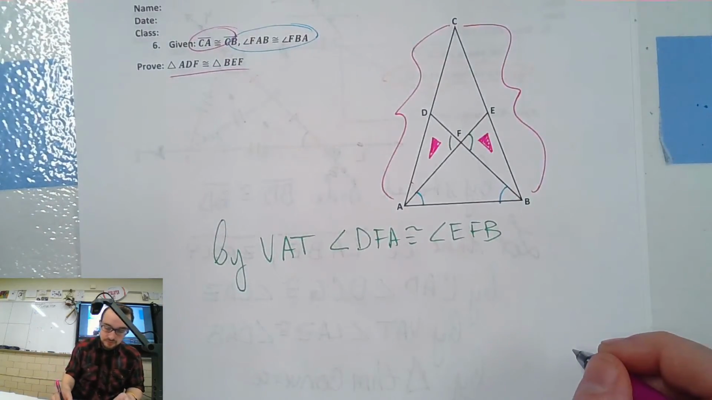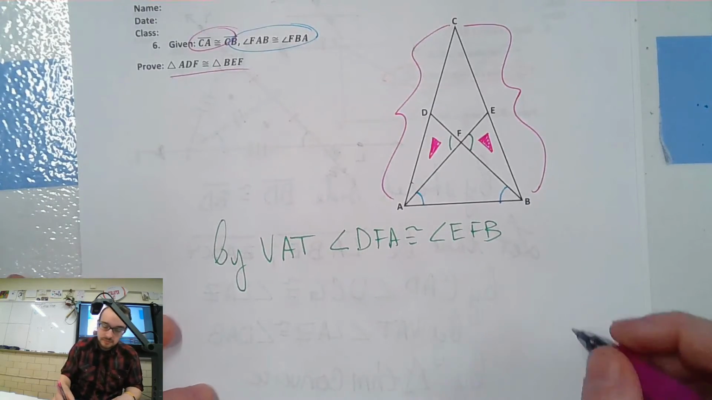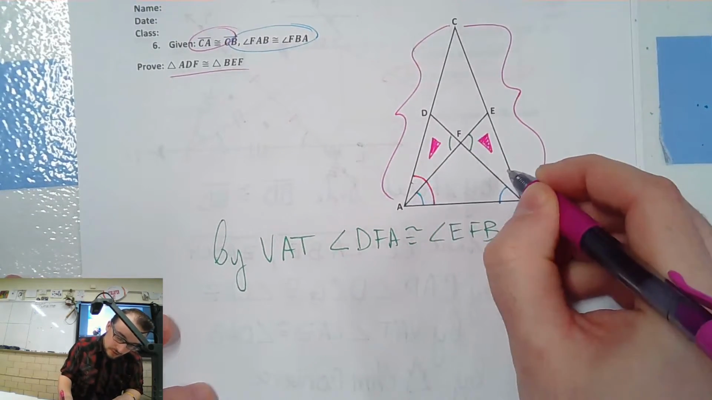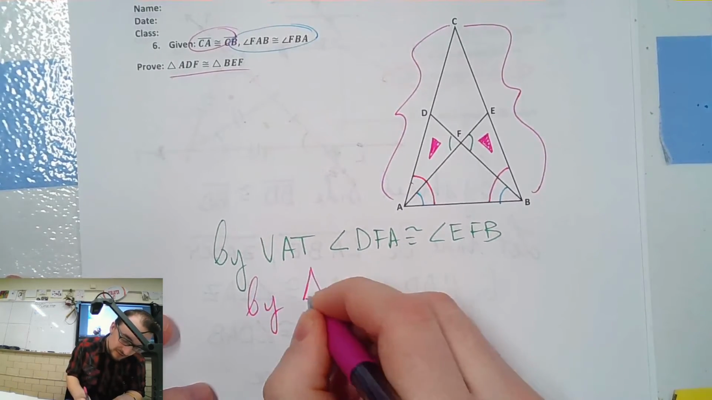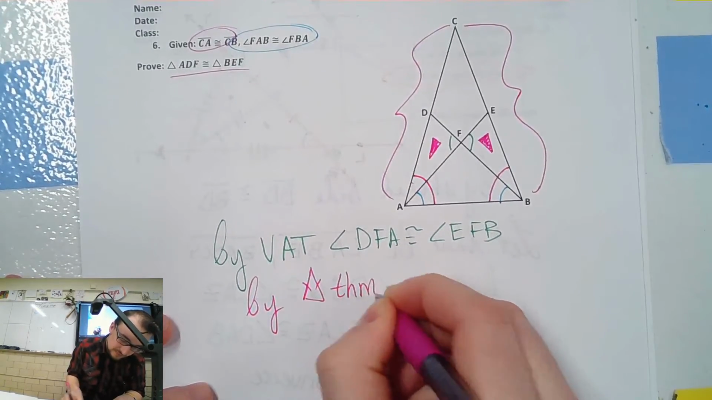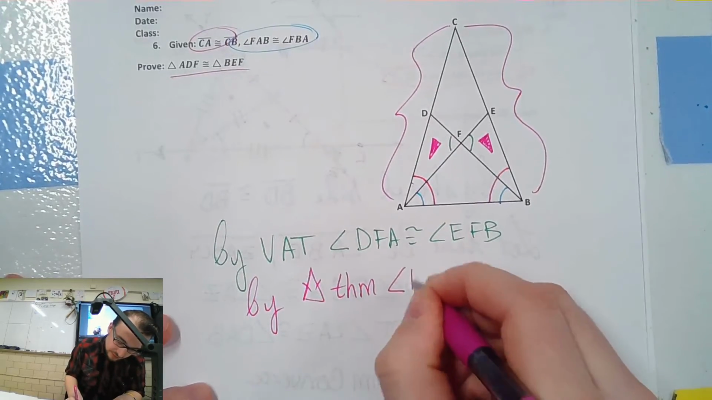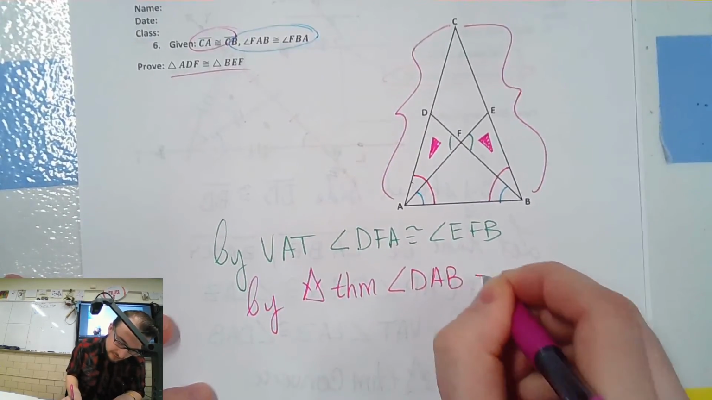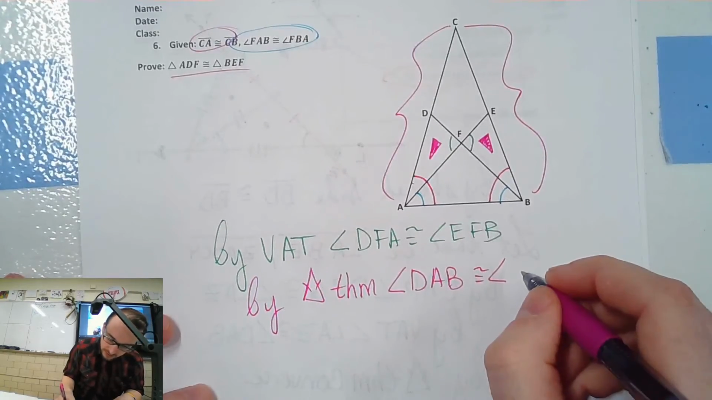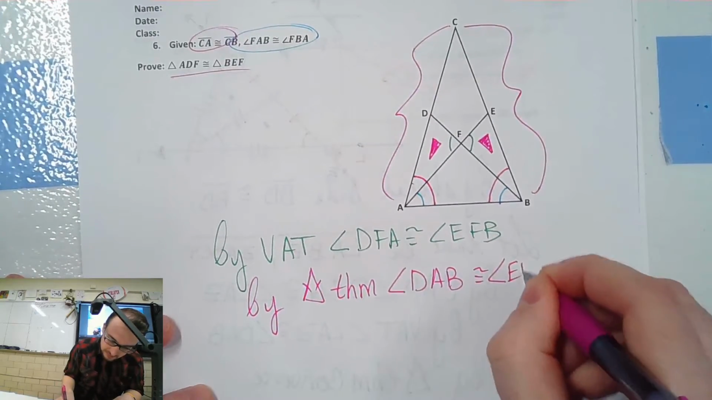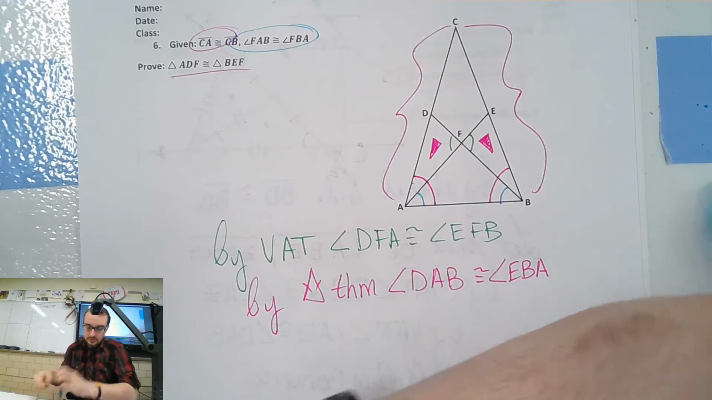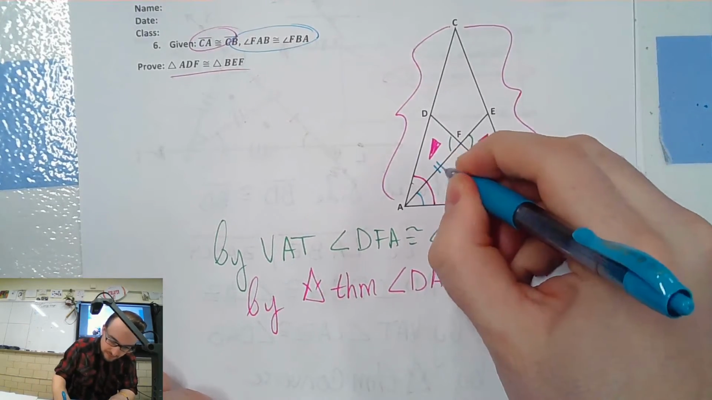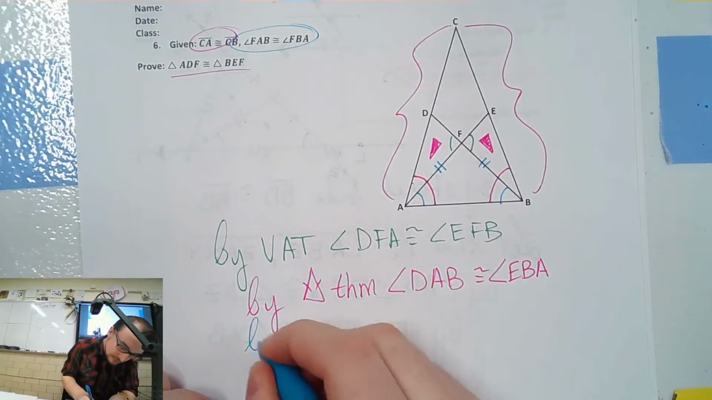So for the isosceles triangle, are you going to draw the angles? Angle DAB, angle EBA. And then with the two smaller angles, you do the two sides, the converse. And then you do angle side angle for the two triangles.